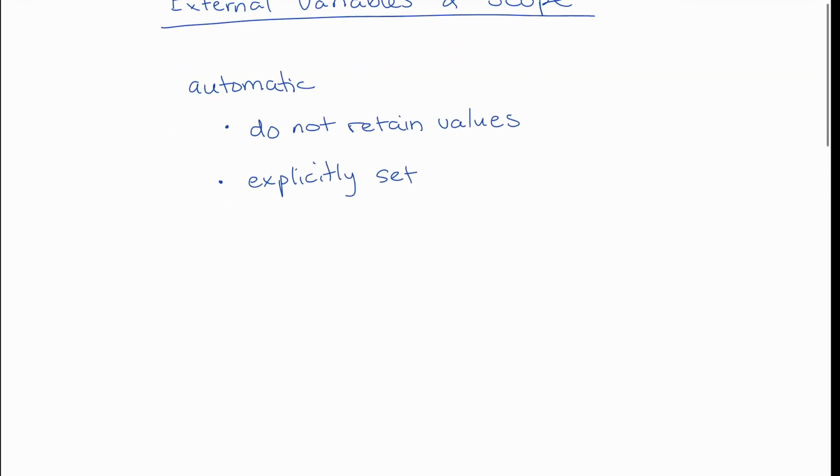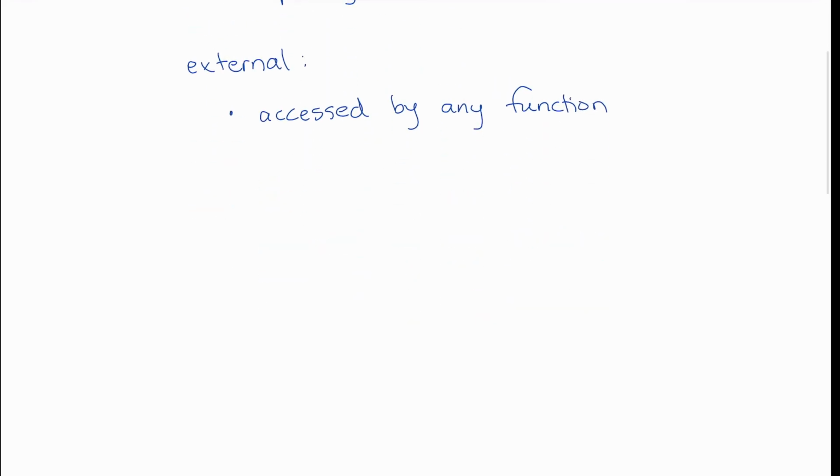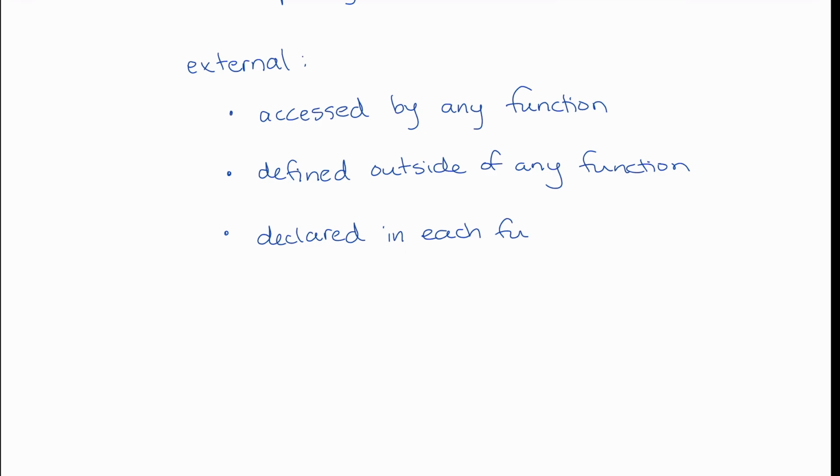There is an alternative to automatic variables, and that is external variables. These variables are variables that can be accessed by name by any function. So how do we use external variables? Well, they must be defined exactly once outside of any function, and they must be declared in each function that wishes to use it.